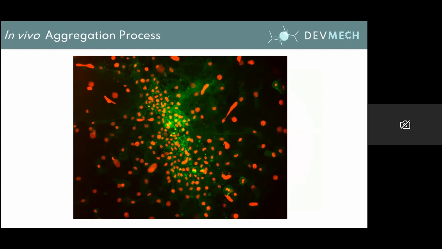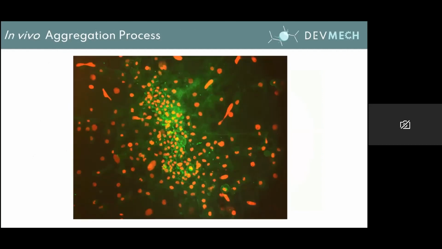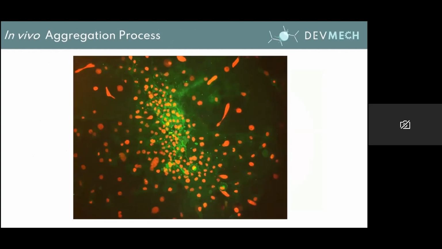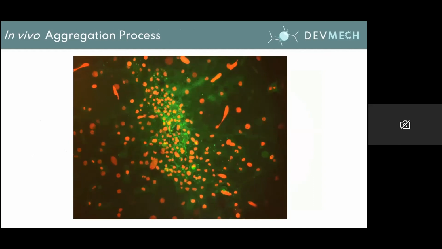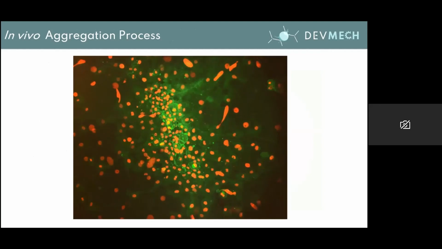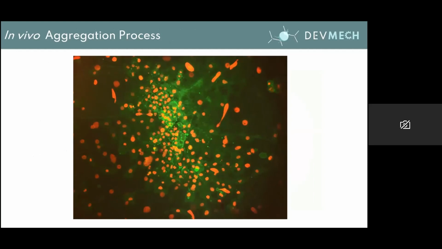However, in the in silico simulations, we could see that small clusters fuse into larger clusters to then form the single cluster. But in the in vivo aggregation process, we can see in this video that single cells coalesce into the large cluster, meaning that our simulations still do differ from the in vivo process.